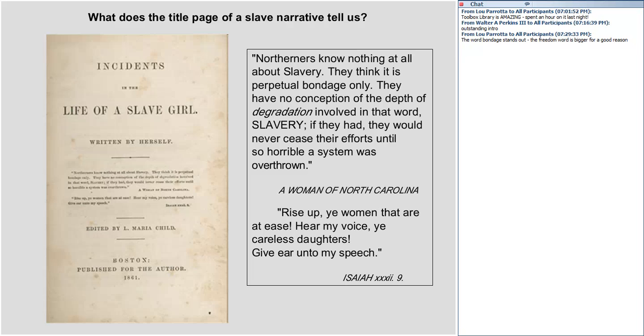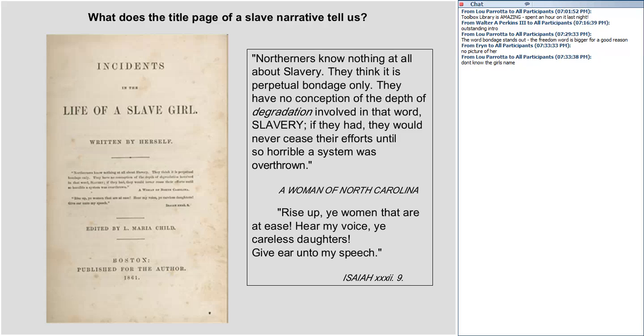So notice the differences between this title page and Douglass's title page. Anybody want to say anything about the difference between this and Douglass's Narrative of the Life of Frederick Douglass, an American Slave? What differences do we see here? Any takers? Okay, no picture of her, for one. We don't know the girl's name. Exactly. Okay. Anything else?